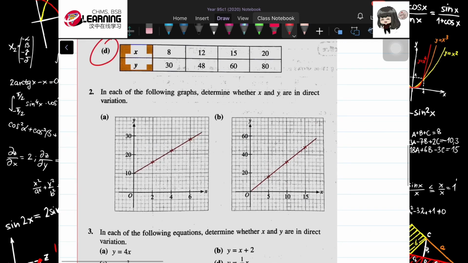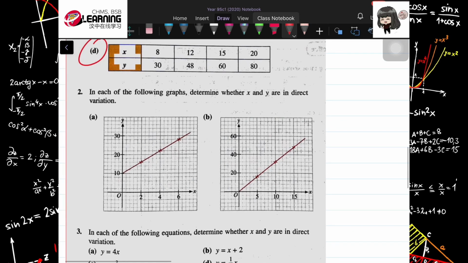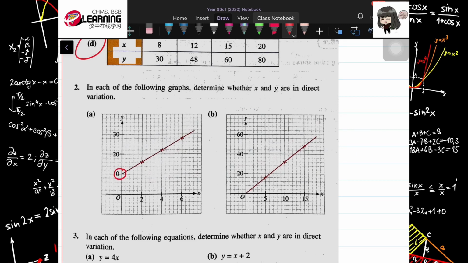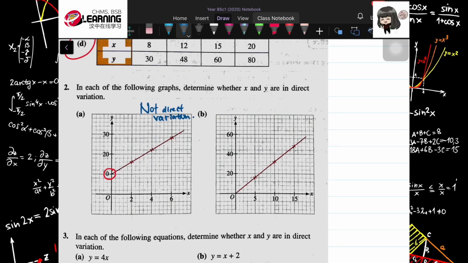Question number 2: determine whether X and Y are in direct variation. Like I said just now, your direct variation graph always starts from 0, or from the origin. Part A, you see this is starting from 10, so this is not a direct variation. It always starts from 0. And part B, yes, it's a straight line and it's also passing through 0. Yes, it's a direct variation.